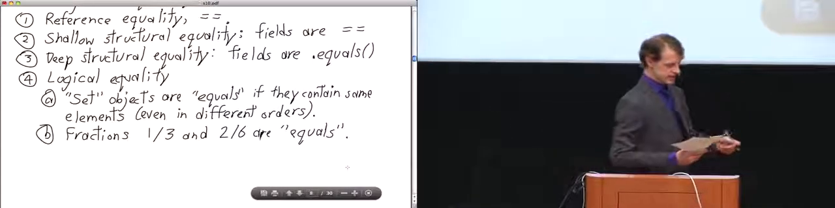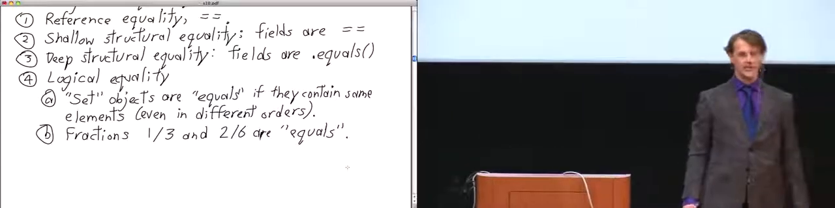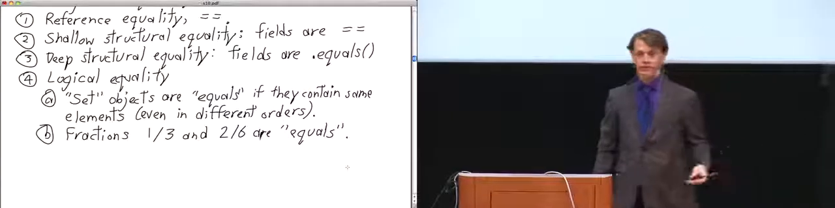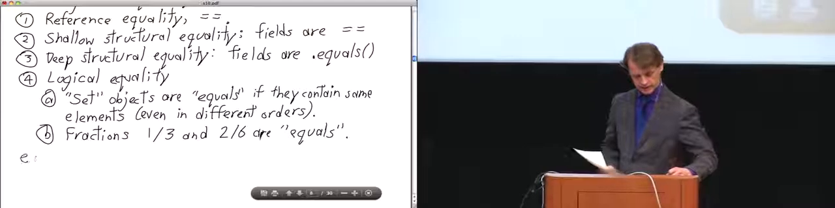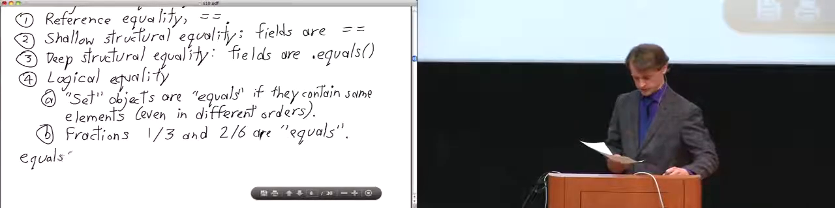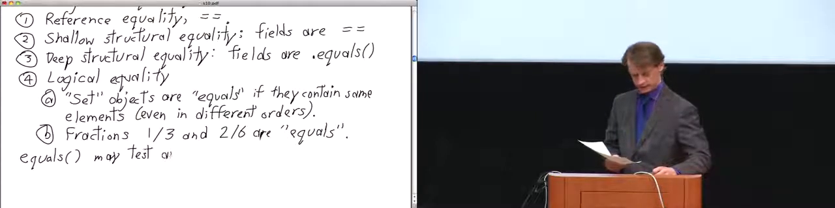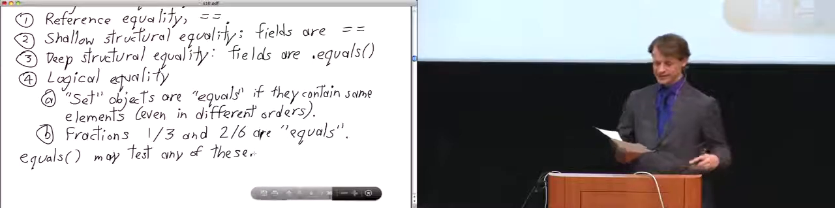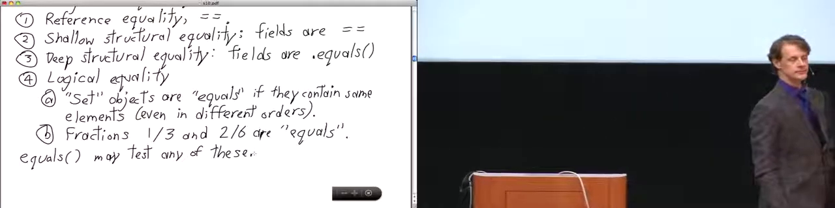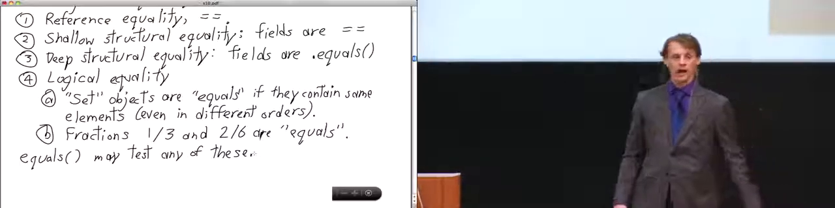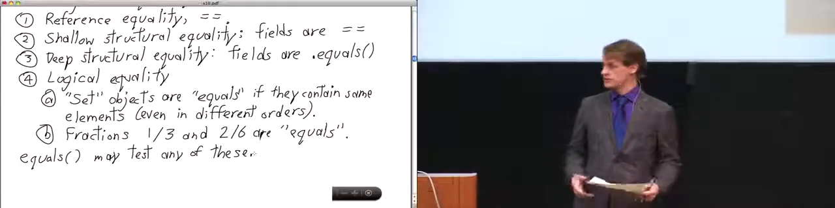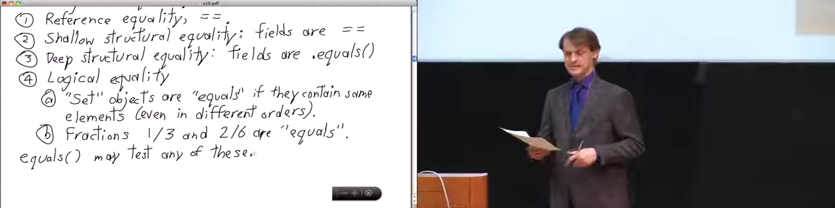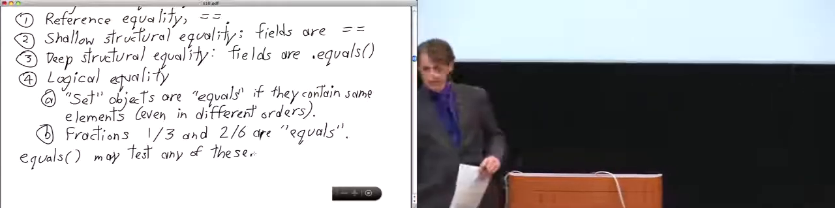So given these 4 choices, you might ask, which one should I do? It really depends on your data structure. Different data structures have different needs. So the dot equals method may test any of these 4 levels of equality. You have to figure out what your application actually needs and what makes sense for your application. So what I want to do now is do deep structural equality for S-lists. But I'm not going to do it recursively, I'm going to do it iteratively.